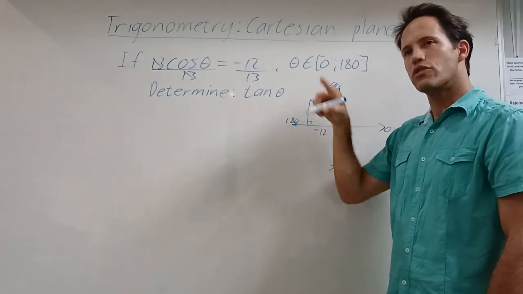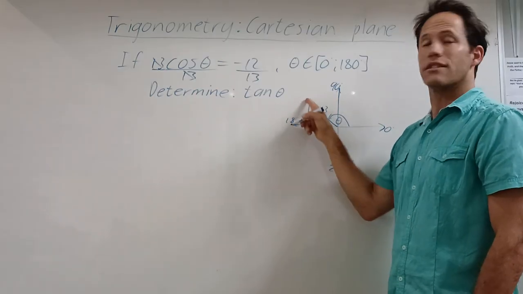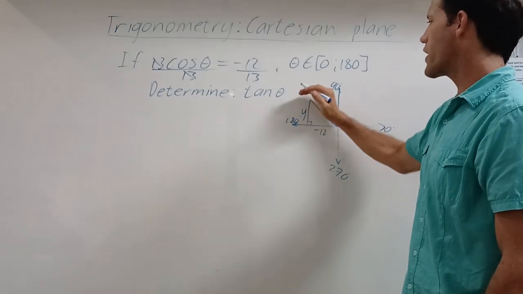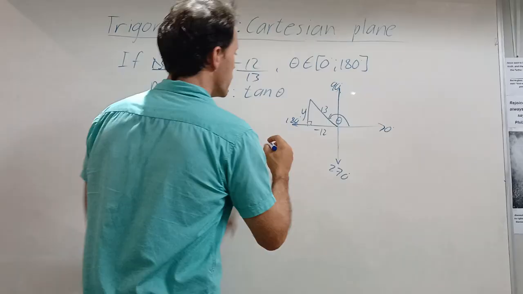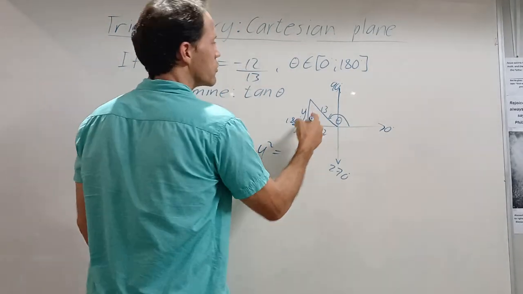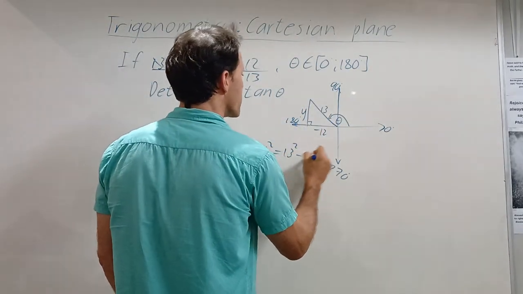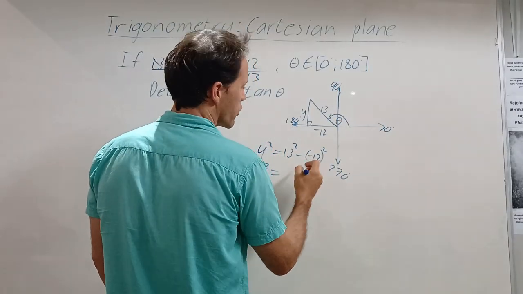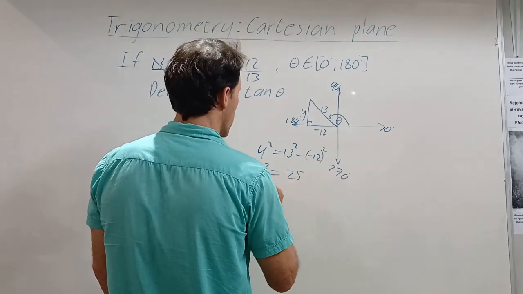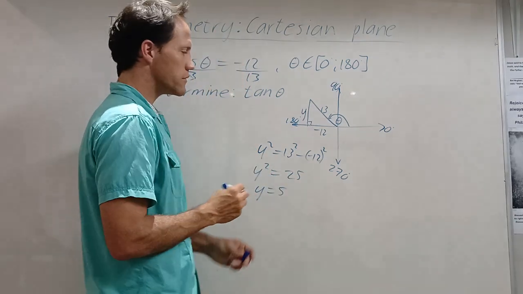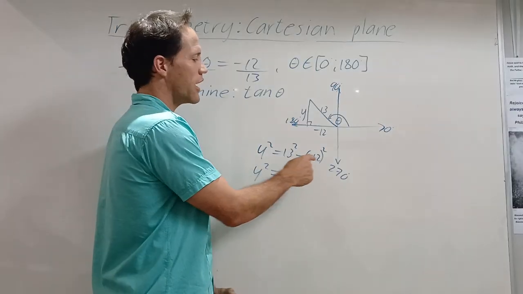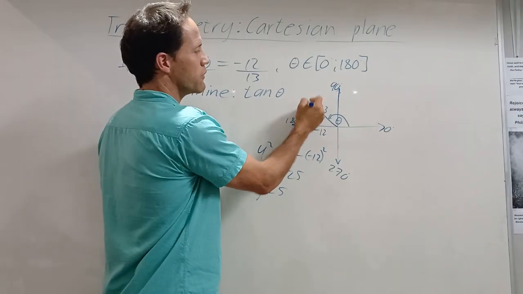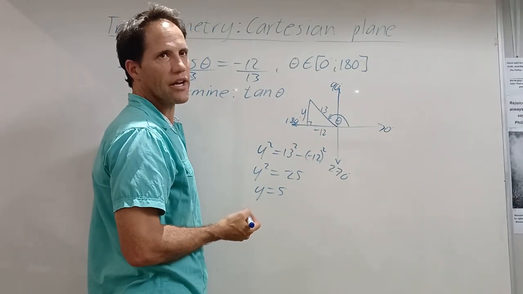Now you always use Pythagoras to find the missing side. This side here is my y value, because I'm going up. To find that y value, y squared is equal to the long side, 13 squared, minus the short side, negative 12 squared. When you simplify, you get 169 minus 144, which is 25, and then the square root is 5, which means this side is going to be 5. So you just use Pythagoras.